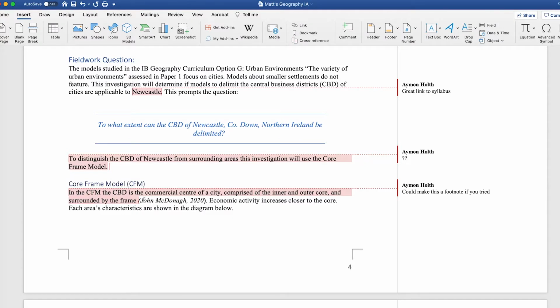You can say in the CFM, the CBD, and then you can insert a little footnote, and then the footnote can be: CBD is the commercial center of the city comprised of the inner and outer core. Stuff like that. So that is incredibly useful for when it's just 10-15 words that you don't need to put in the paragraph, but you could actually put in the footnote, and then suddenly it's not in your word count. There's small things that are incredibly important.